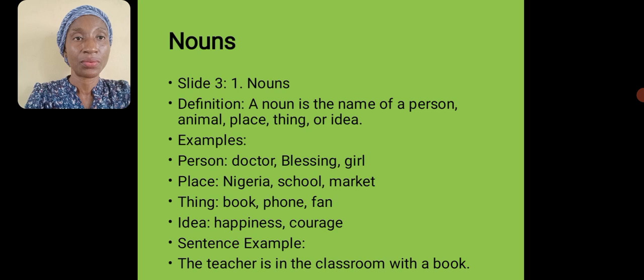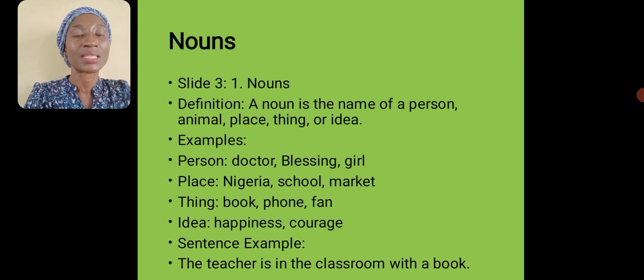Noun. What is a noun? A noun is the name of a person, an animal, a place, a thing, or an idea. Whatever can be identified by a given name is a noun. Simply put, a noun is a naming word.